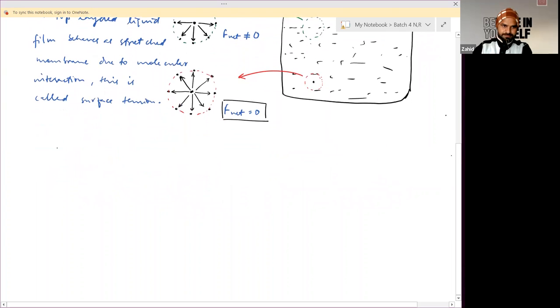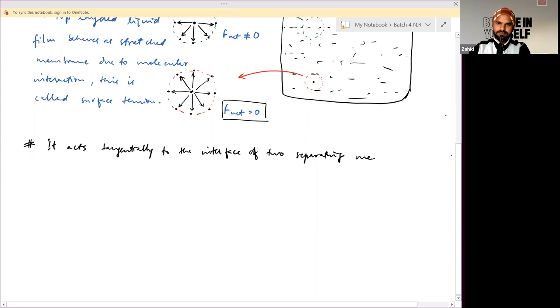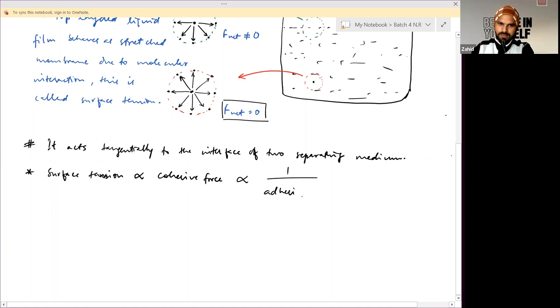So we may define surface tension as it acts tangentially to the interface of two separating mediums. Next, it has certain factors on which it depends. So surface tension is directly proportional to cohesive force. Greater the cohesive force between the particles, greater will be its surface tension. Next, it will be inversely proportional to adhesive force.